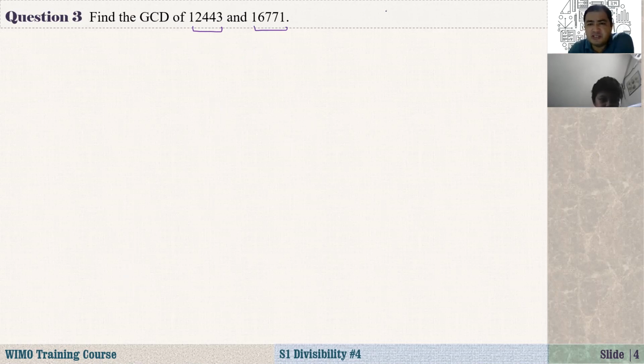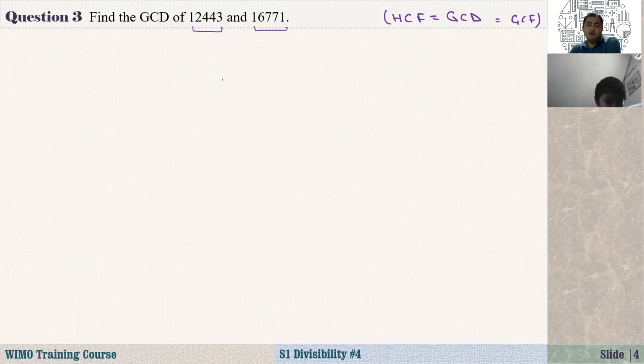In the Philippines, do you use GCD or HCF? You call that GCF, greatest common factor. Okay. In some countries like Singapore, for example, they call this highest common factor. Maybe in Hong Kong, it is greatest common divisor or greatest common factor. They all mean the same thing.